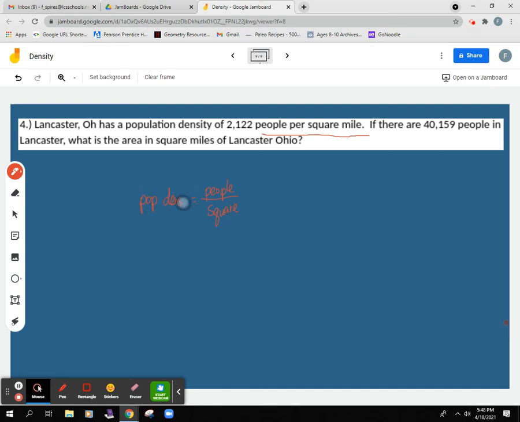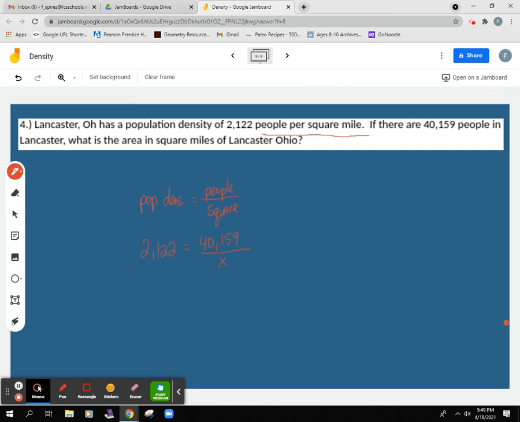Again, there is no memorizing formulas. I am just looking at my clues. Now I'm going to plug in: population density is 2,122. The number of people are 40,159. And it says, what is the area? Do you see what I did? Without having really any knowledge of what population density is, I was able to do this problem. But just to let you know, population density is, again, how many people are packed in per square mile.